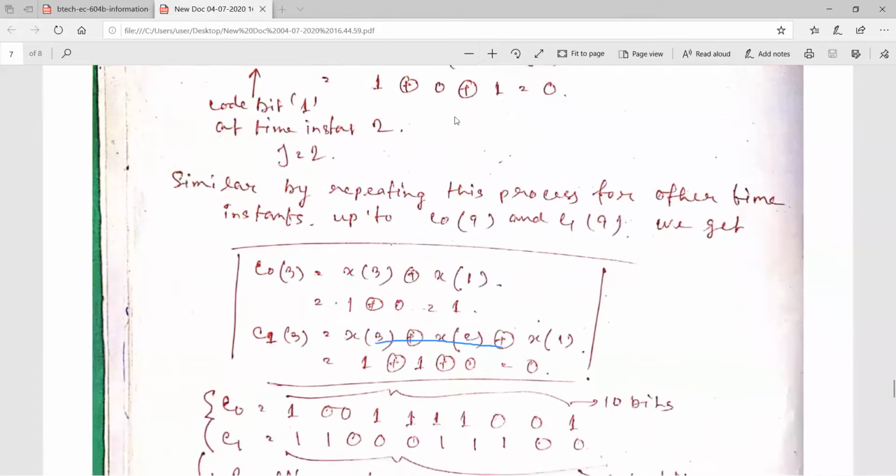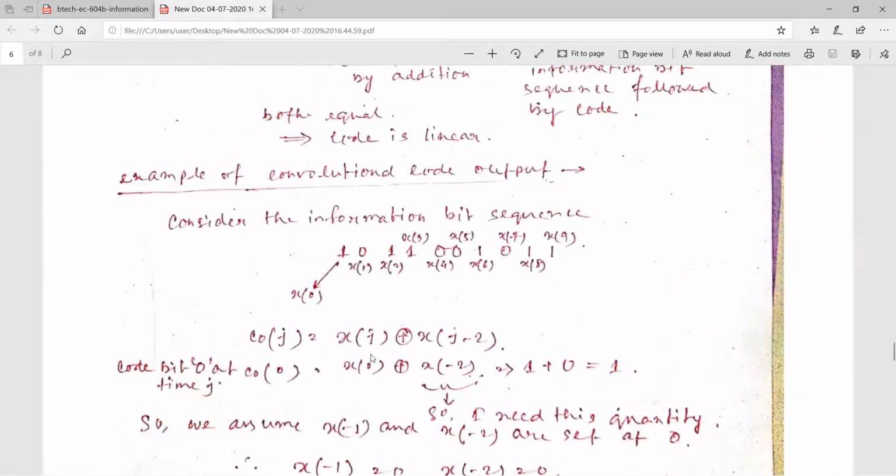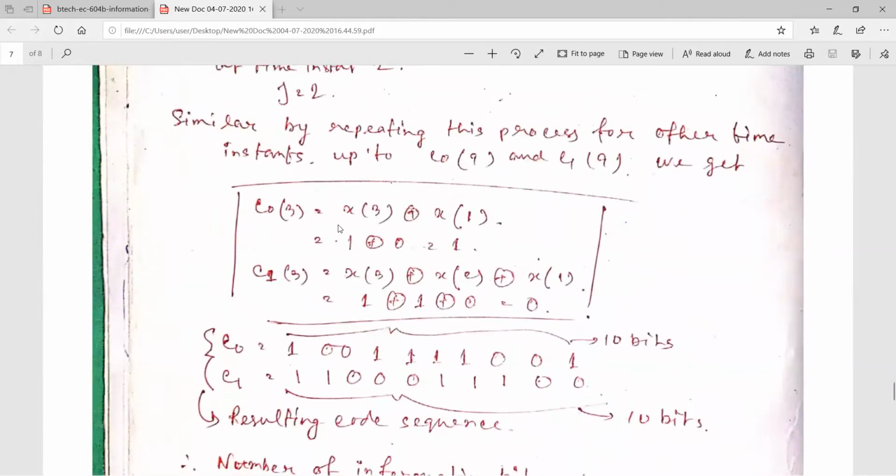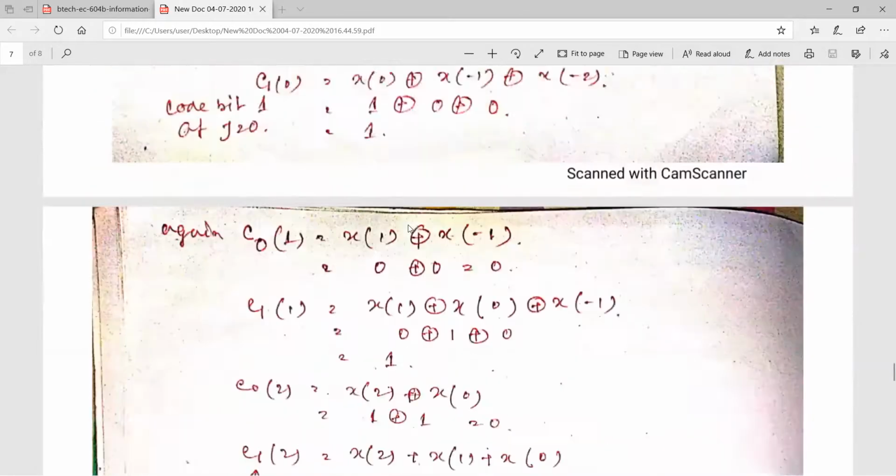Okay, so I've just considered one more step, for C03 and C13. So C03 where j equals 3, so from the expression of C0, xj XOR xj minus 2. So that was our expression for C0, code bit 0. So j minus 2 was there. So when we are considering j equals 3, x of 3 plus j minus 2, that means 3 minus 2 equals 1. So what is the value of x of 3?